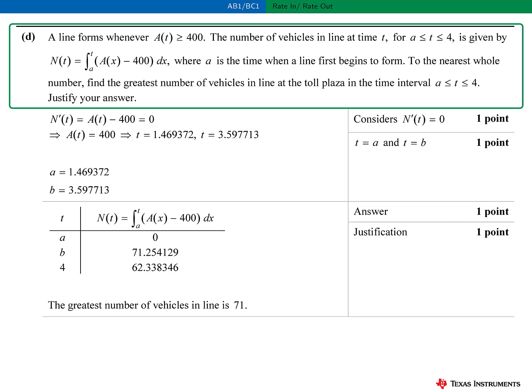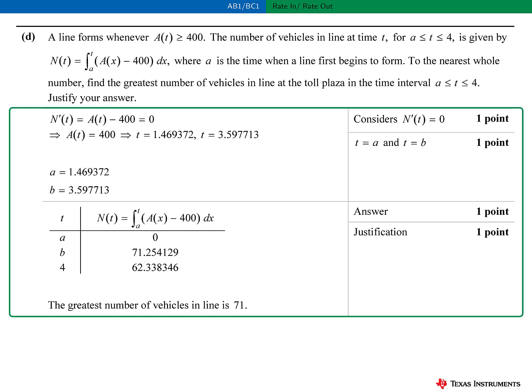In Part D, we need to find the maximum number of vehicles in line at the toll plaza in the time interval 0 less than or equal to t less than or equal to 4. Part D was worth 4 points. The first point was for consideration of N prime of t equals 0. The second point was for finding the values of A and B. And the third and fourth points were for the answer and justification.